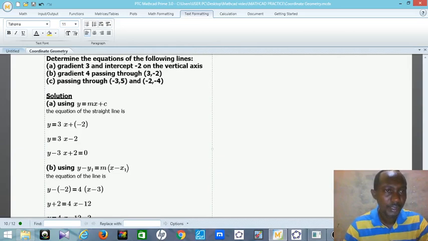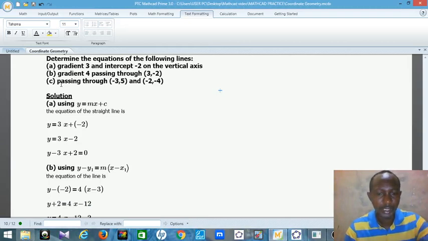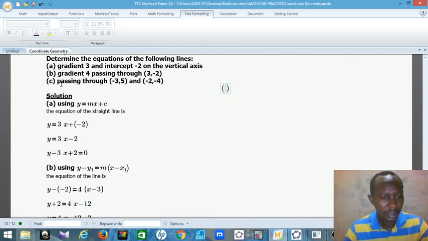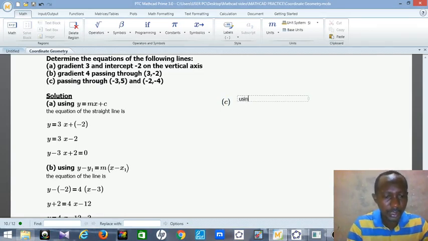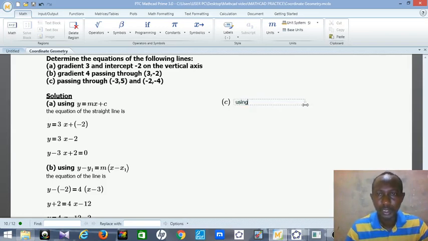So the last one, let me do it on this corner here. The last one is the C part. The C part of the question says we should find the equation of the line, but this time around they gave us 2 points. I gave you the equation for 2 points. If you are solving for 2 points, I've told you to use this equation.